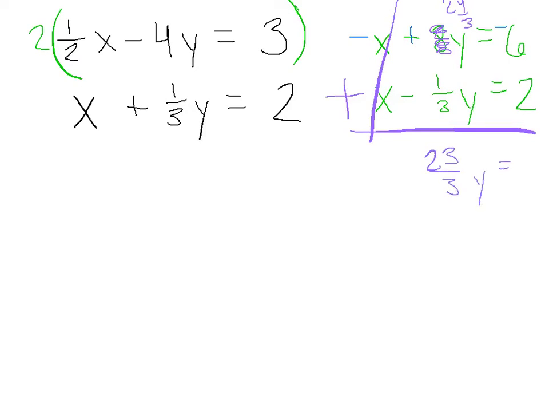We combine our like terms on the other side as well. That gives me -4. In order to get that y by itself, we're going to multiply both sides by the reciprocal. So times 3 over 23, times 3 over 23. So then we get y by itself. Y equals -12 over 23. That does not simplify. That does not cancel out.